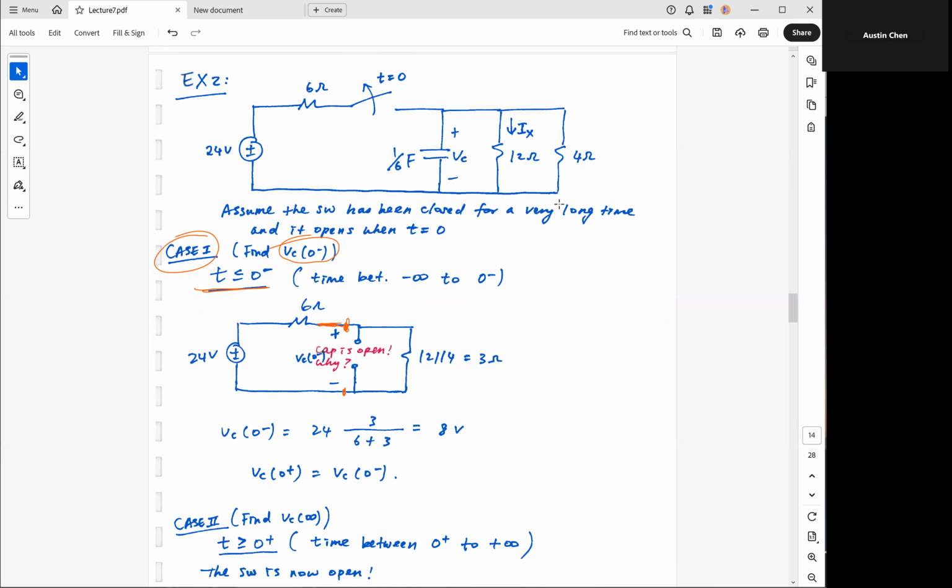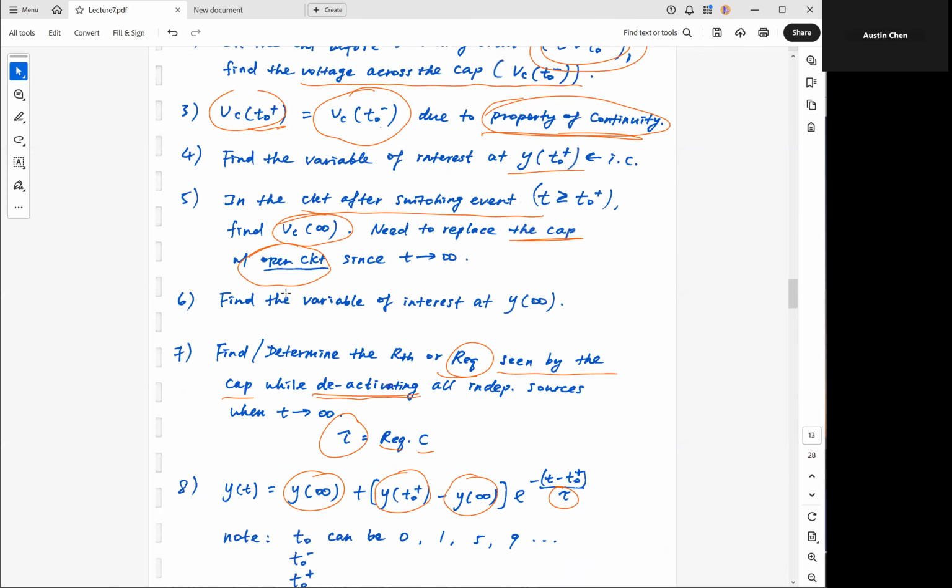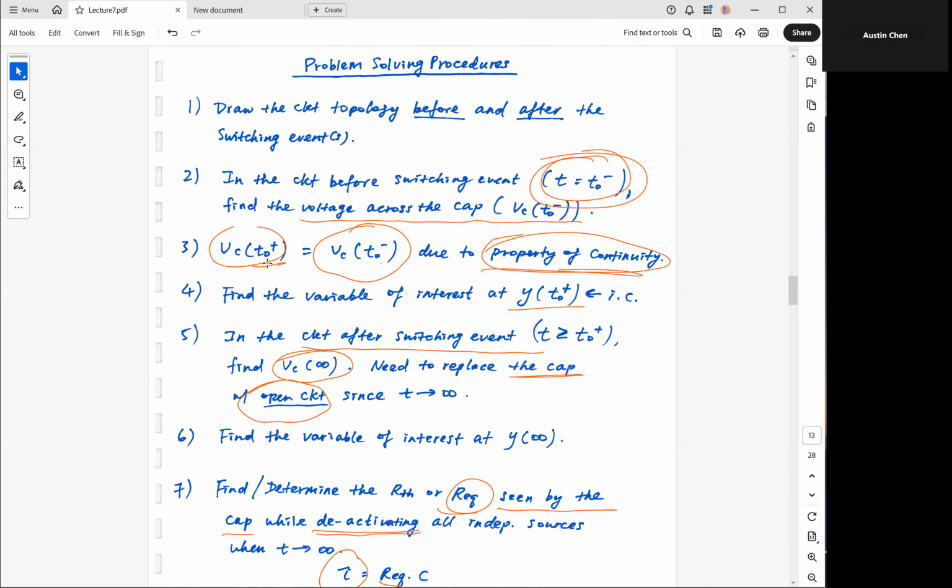So that's pretty straightforward, right? All we have to do is to perform a simple voltage division to find this voltage. So then we found this one, so that means we know VC at 0 minus. And then the next thing we need to do here, if I go back to step number 3, is I need to make this claim.